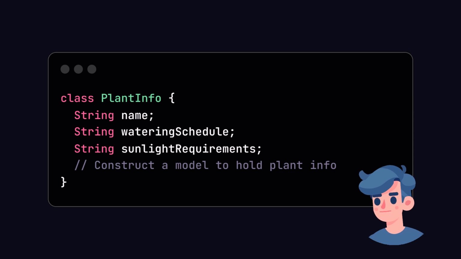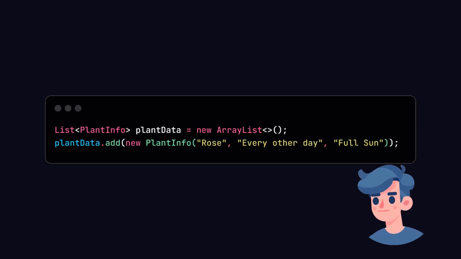After placing the model, we want to provide users with nutritional and care information about the plant. Let's create a simple data structure to hold this information. Next, you can create a list of PlantInfo instances to hold data for various plants. This data can be hard-coded or fetched from a remote API.